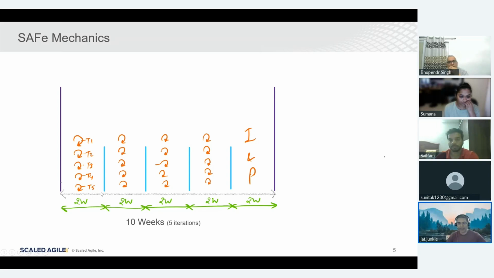Every 2 weeks, they have a product increment that comes out, and from week 8 onwards, they come together to do innovation, understand how our deliverables are faring, what feedback we are getting, and plan for the next 10 weeks. Okay, so these blue lines are nothing but what is called the system demo.